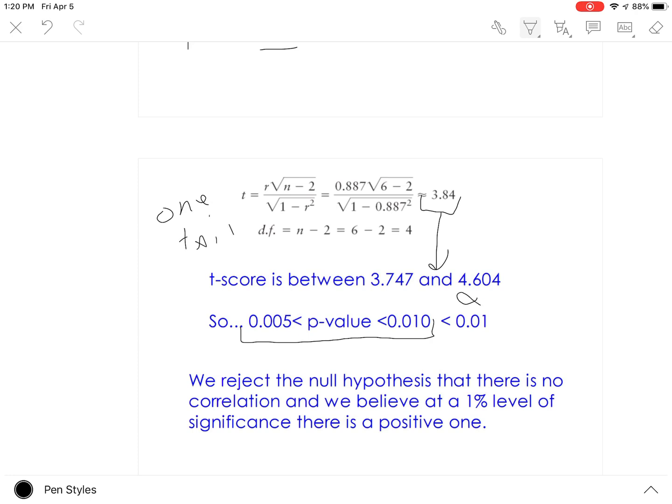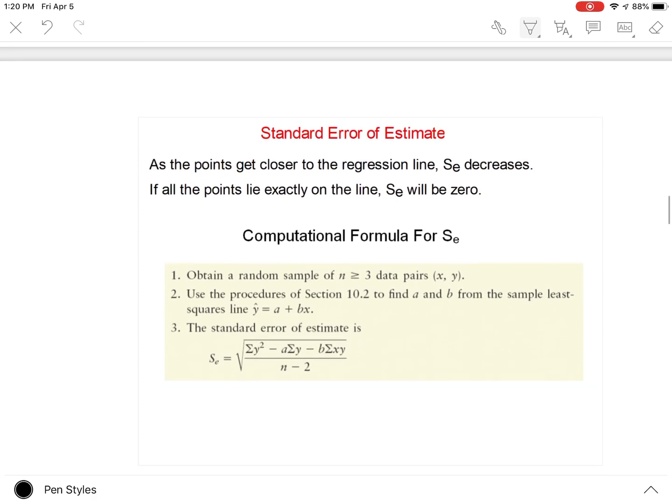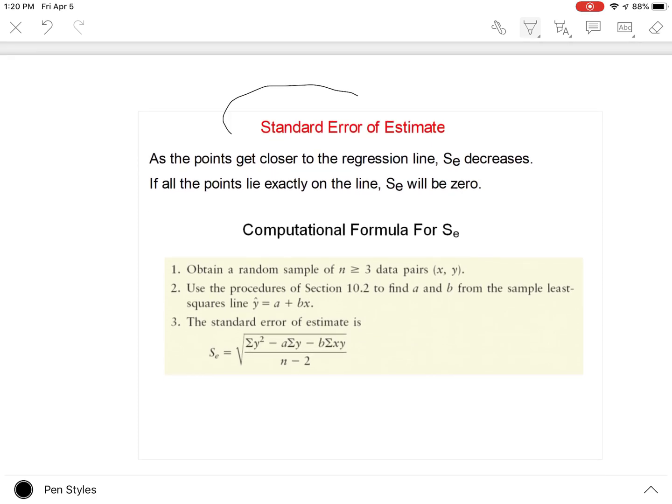Now, since we're testing at an alpha of 1%, and we've got a p-value that's smaller than that, we're going to reject the null hypothesis that there's no correlation, and we believe that at the 1% level of significance, there's actually a positive one. Okay, so that's that. Standard error. Standard error is kind of like the standard deviation for all this stuff.